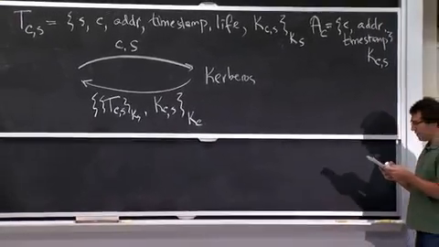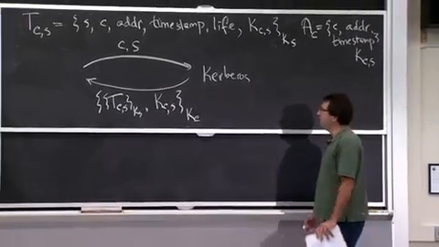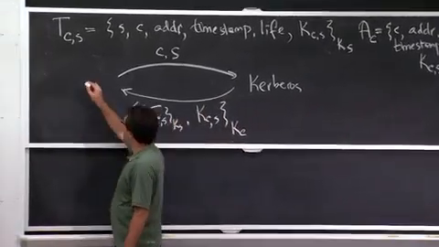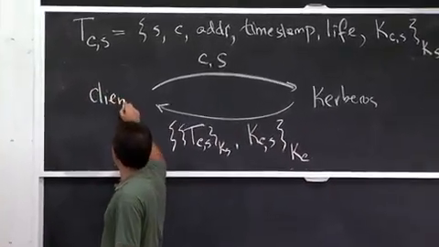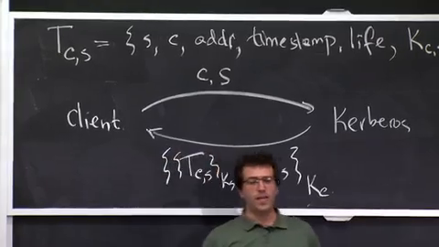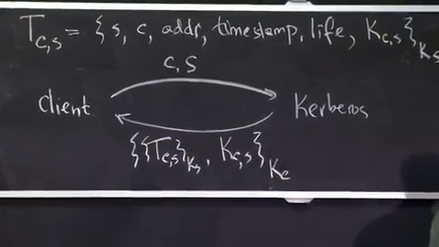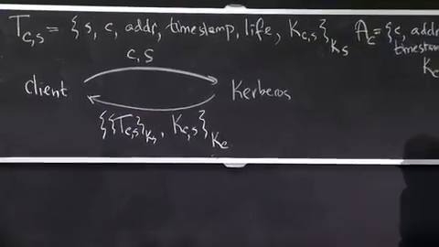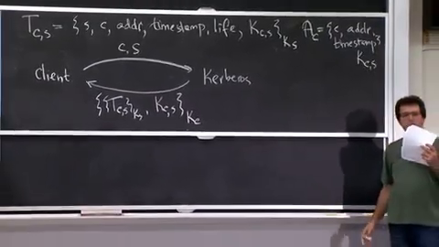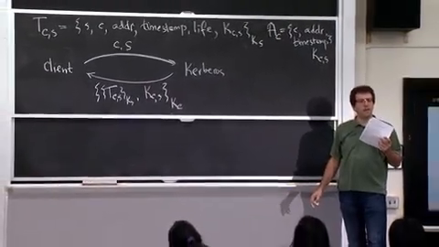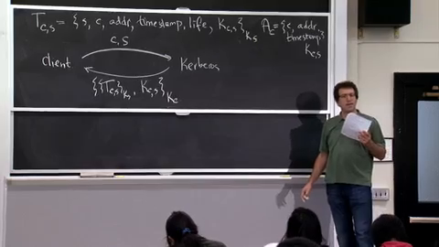So let's try to figure out a couple of things. First of all, how does the Kerberos server authenticate the client here? How does it know that this is the right user making this request? Yeah? It can make sure it's the ticket that it sent because it has KC.